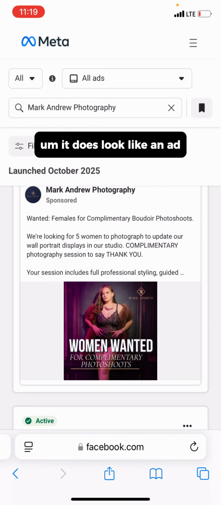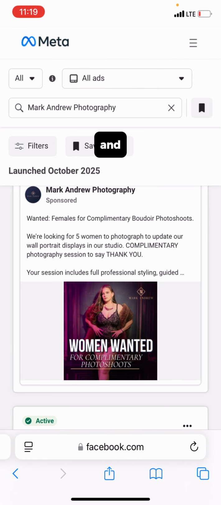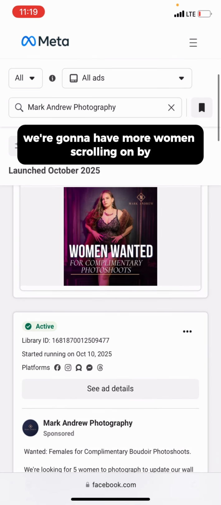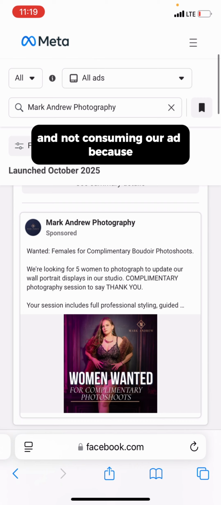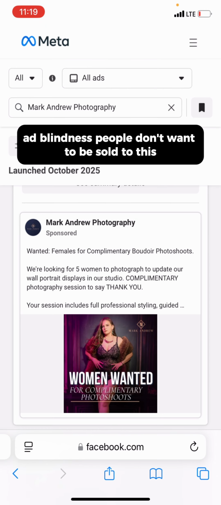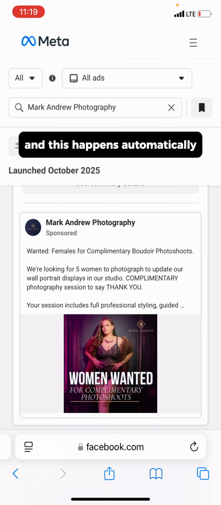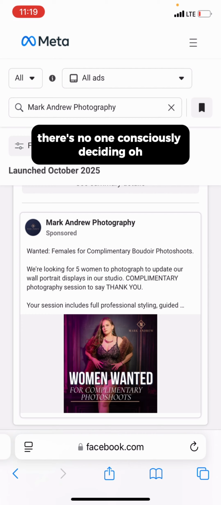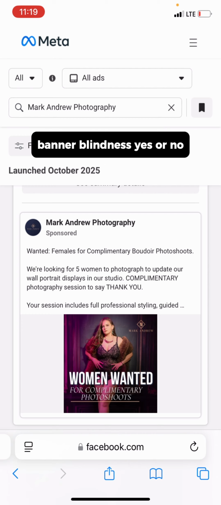It does look like an ad. And because of that, we're gonna have more women scrolling on by and not consuming our ad because of banner blindness, ad blindness. People don't want to be sold to. This happens automatically. There's no one consciously deciding, oh, did this activate my ad banner blindness? Yes or no? Should I stay and read it? No. It's all subconscious, instant brain activation, activating the neural networks.